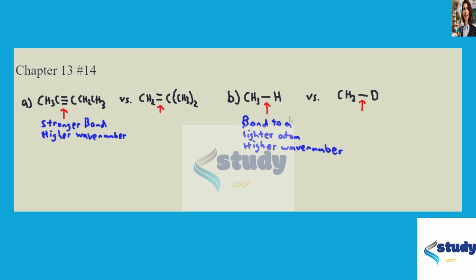And when you think of it that way, it becomes pretty easy to see that that's a bond that's going to be harder to get to vibrate. And so a bond to a lighter atom gives you a higher wave number, as I said. And so that's the answer to B of this question. And that is the answer in total to Chapter 13, problem number 14.